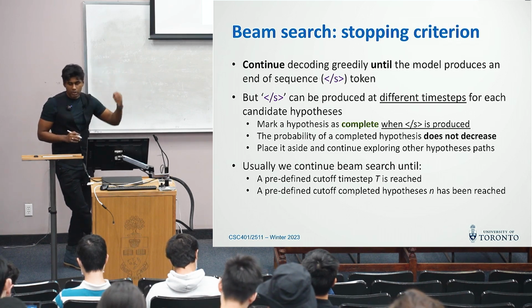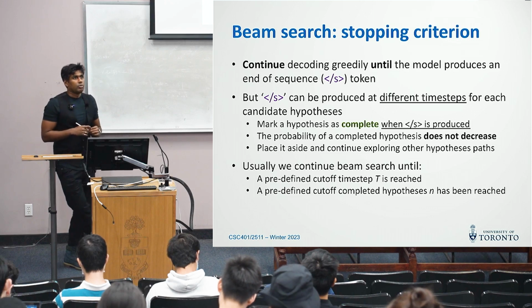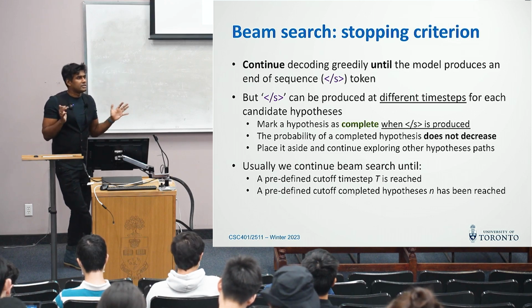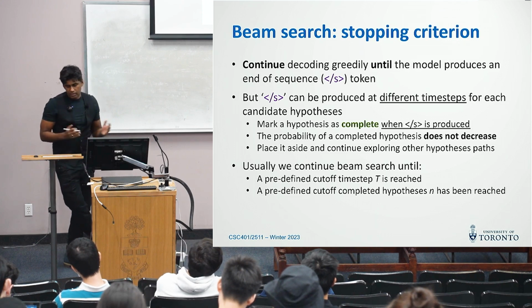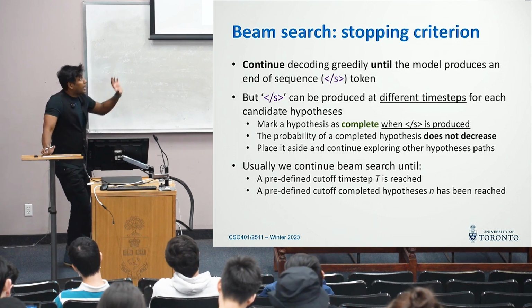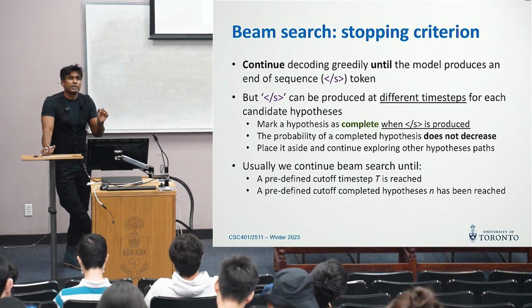We'll pick the top one. Or you can say that we will keep decoding until we have at least n number of complete hypotheses, and then we'll pick our top probable path. Okay? So in this case, in our running example, the stopping criteria is this.